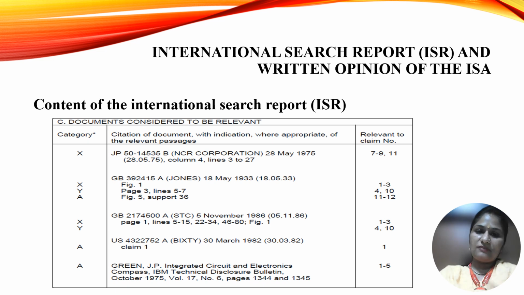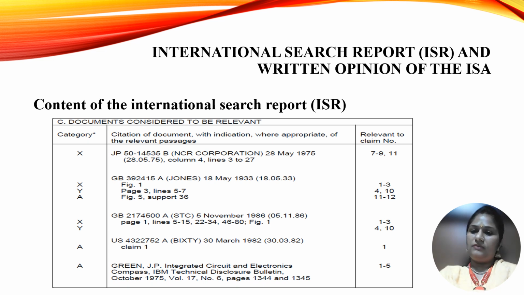So for a single document, if you are objecting for lack of novelty and want to prove that, this is the specific area where it loses the novelty or inventive step, so you refer to that document and put it in the category of X. When we talk about the Y category, it depicts particularly relevant if combined with another Y document. It means that not only the single document cited here, but in association with another document also, you can find the similarities demonstrated. In the X, Y, A categories: figure 1, page 3, lines 5 to 7, figure 5, support 36, and it is relevant to claim numbers 1 to 3, 4, 10, and then 11 and 12.